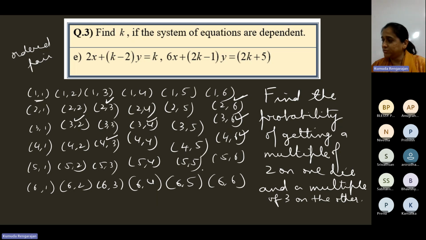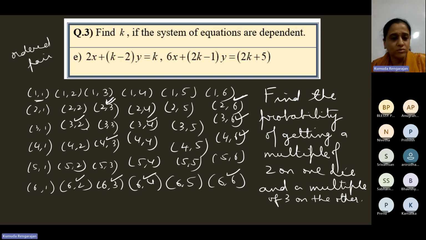(4,3): 4 is divisible by 2, 3 is divisible by 3. (4,5) does not come. (6,2): 6 is a multiple of 3, 2 is divisible by 2. This one also, because 6 you can take as a multiple of 3. And this also, 6 is divisible by 3, 4 is divisible by 2. (6,6) comes. So let's count, okay?